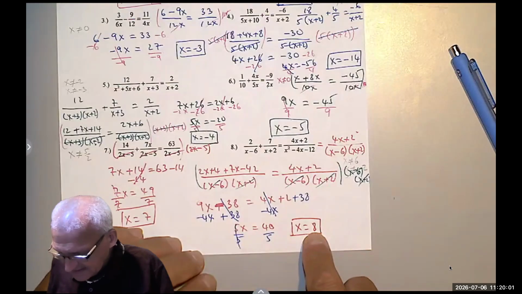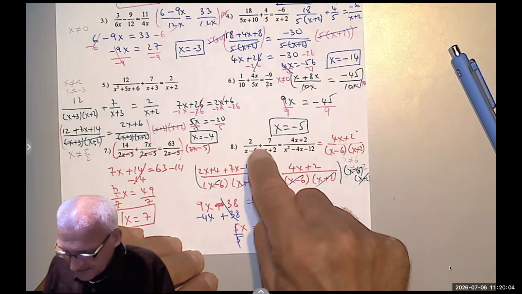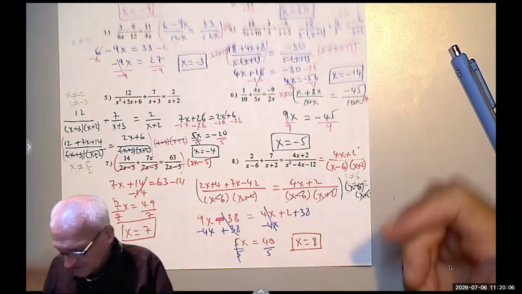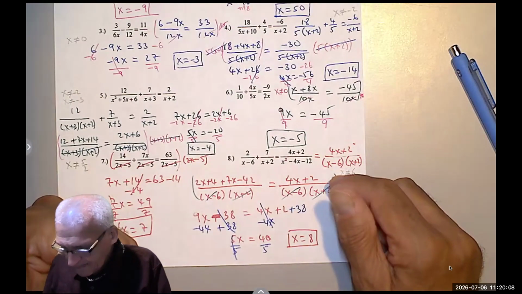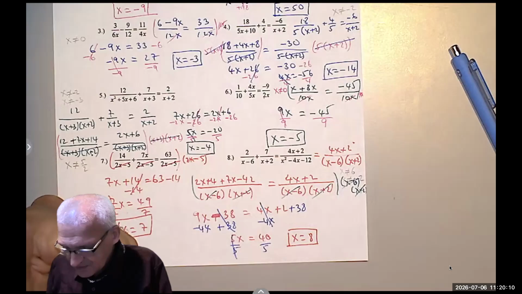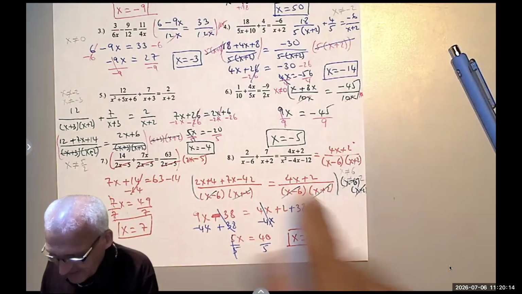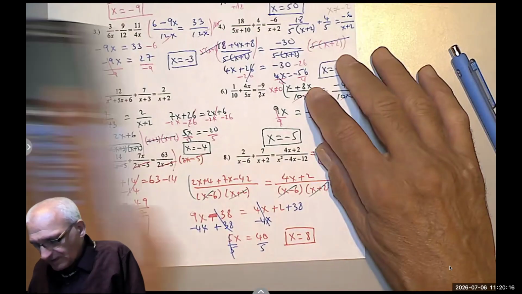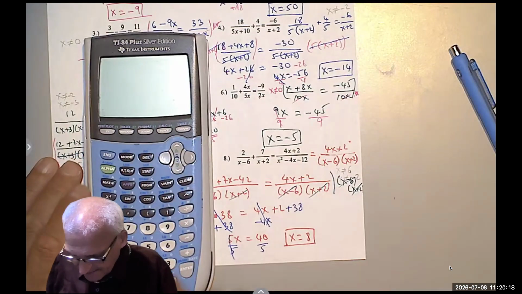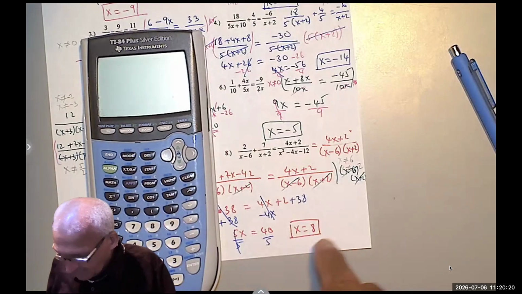If x is 8, 2 over 8 minus 6 is 2 over 2, which is 1, plus 7/10. So it's 17/10, right? 1.7, the left-hand side. Well, let's do the right-hand side. 4x plus 2, which is 34, right?